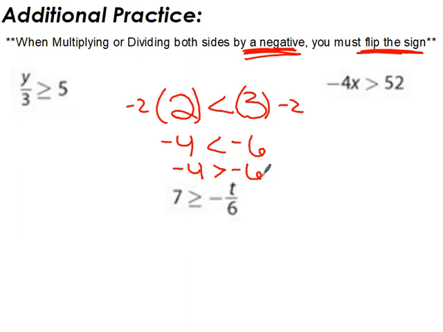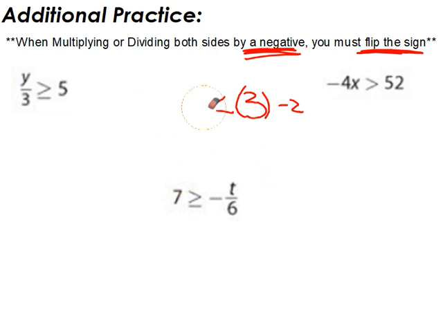So here's what that means. Looking at this, let's go over here to the second one real quick. I have negative 4x is greater than 52. Like we said, all the steps are the same as equations. So I am trying to get my x by itself.